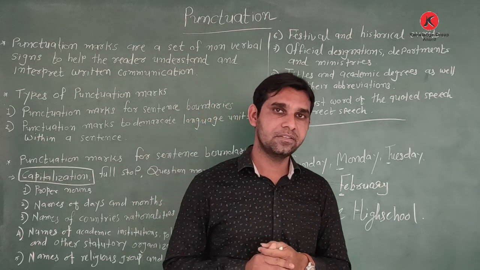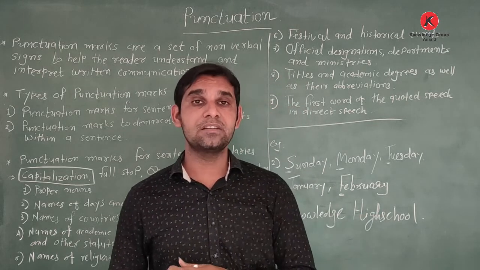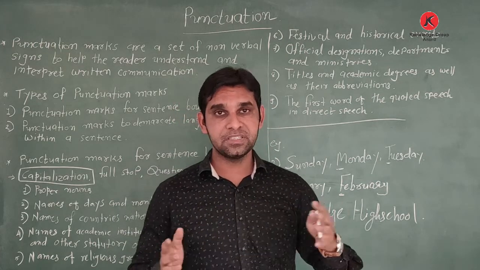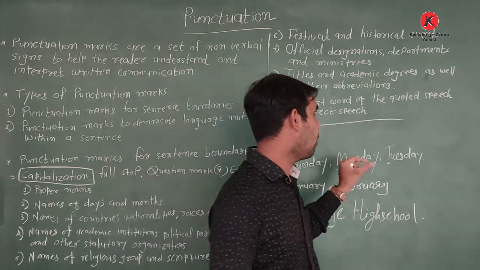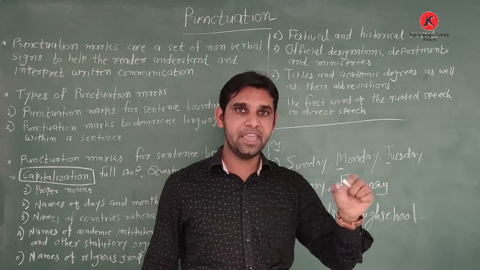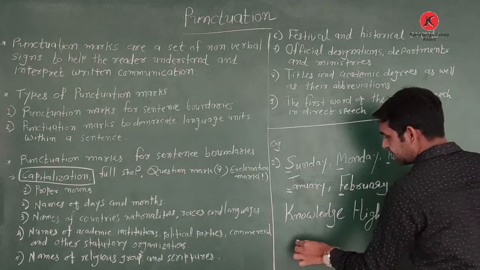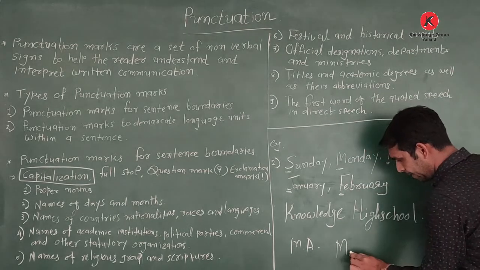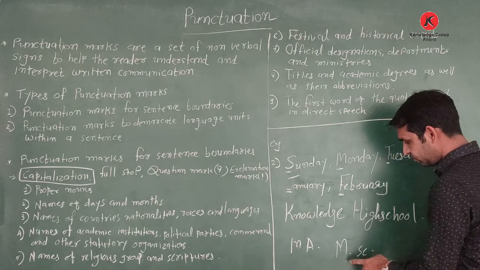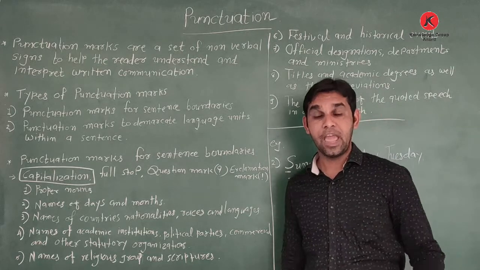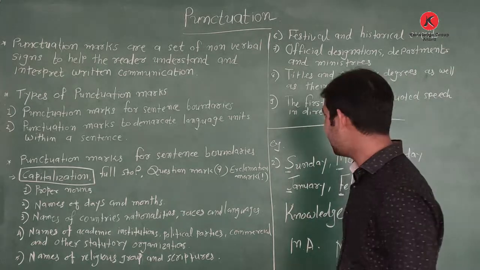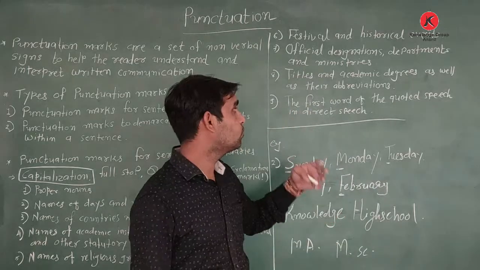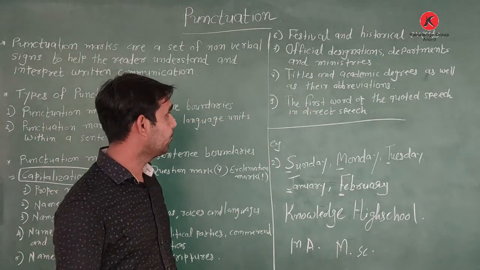Titles and degrees: Master of Arts, Bachelor of Arts, BSc, Bachelor of Science. Abbreviation means the short form, such as MA, MCA. Here MA means Master of Arts, MSc means Master of Science, MPhil means Master of Philosophy. Such names we write with a capital letter.